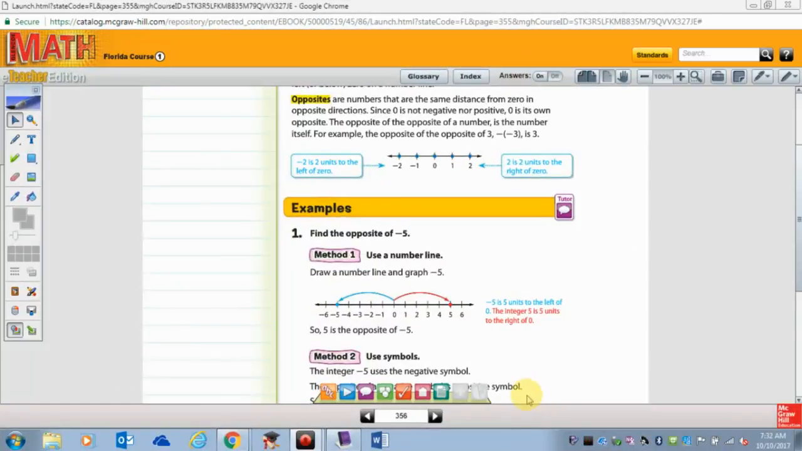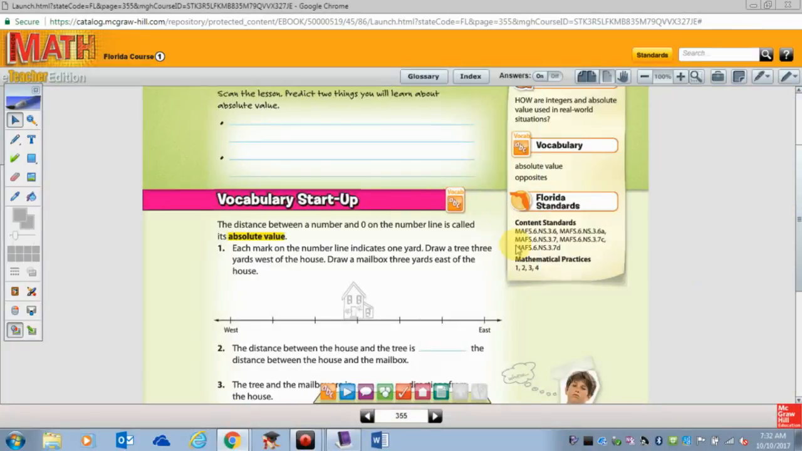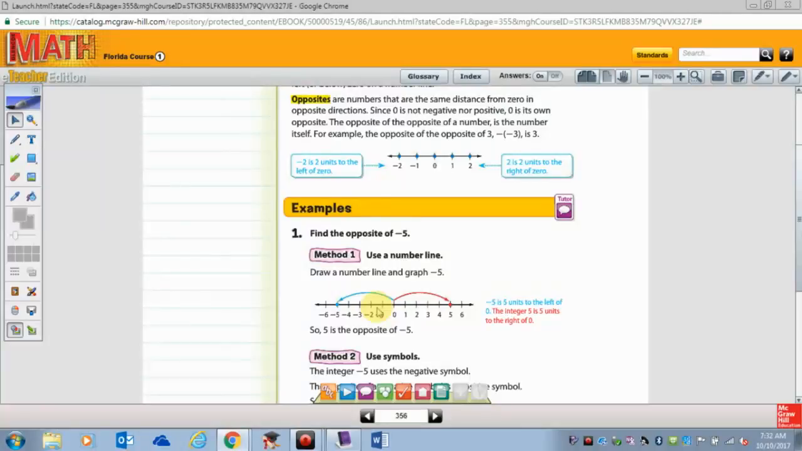So we're going to switch over to the screen and go over the definitions for both really quick. For absolute value, the distance between a number and 0 on the number line is called absolute value. Opposites are the numbers that are the same distance from 0 in the opposite direction. Since 0 is not negative or positive, 0 is its own opposite. That's a special case that you only remember for 0. The opposite of 0 is itself.